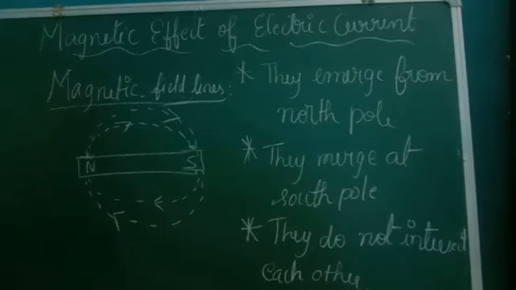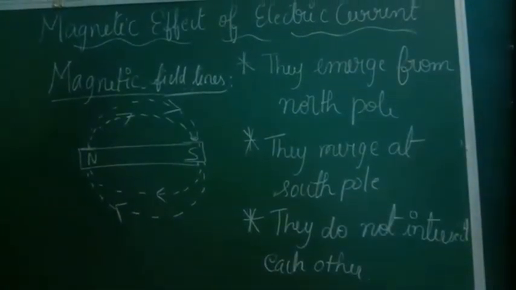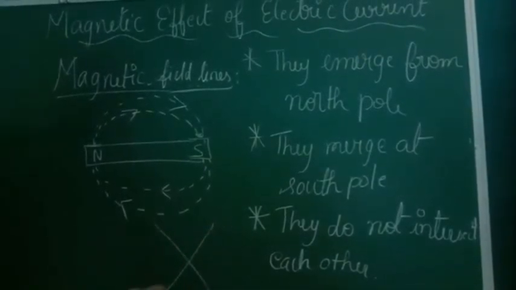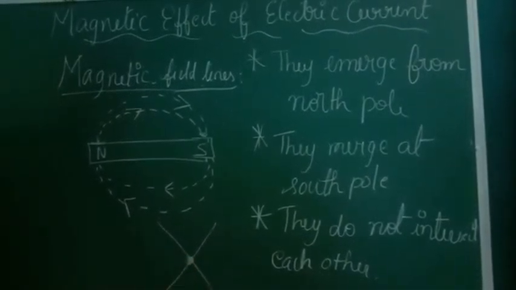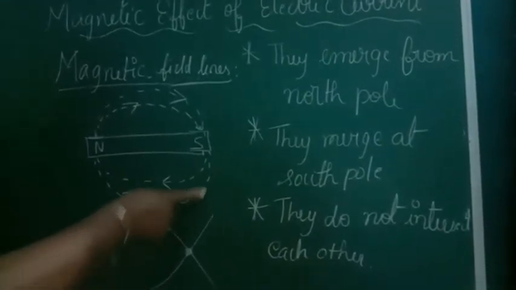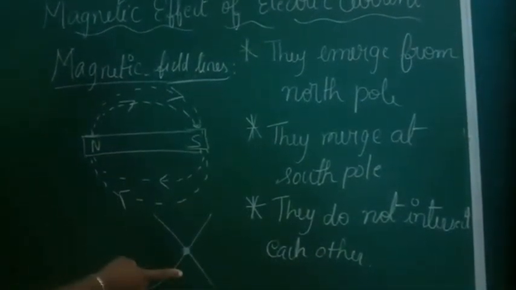And the third point says they do not intersect each other. What do you mean by intersecting? If two lines are passing each other through one particular point, then this point we call the point of intersection. Can you see these lines are in this manner?